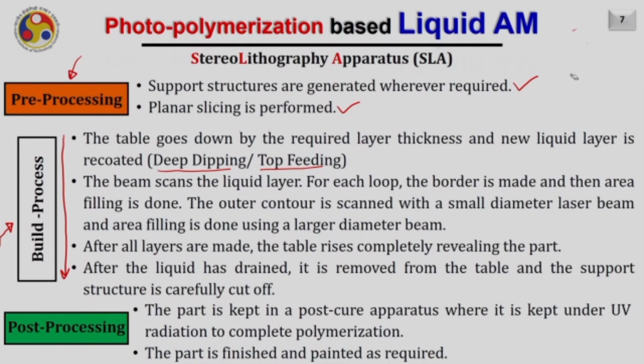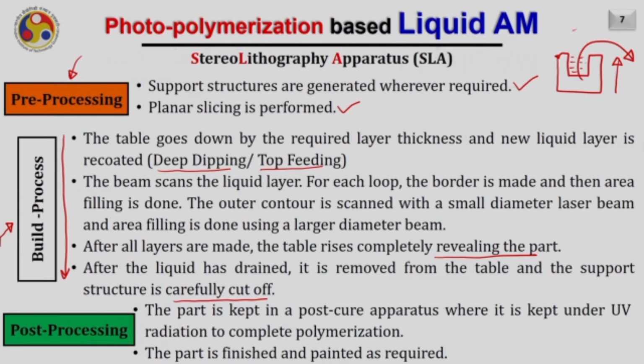After all the layers are made, the table of course rises completely like you have seen and reveals the part. Also, once the part is completed, the liquid which is trapped in the uncured zone is drained out. So, for example, we are going to make this part, it will build like this. There will be liquid material trapped here. This can be drained out by just tilting the component upside down. Of course, there will be some zones, for example, some overhanging regions, where the support has to be removed appropriately like you have seen in the video. This is the build process.